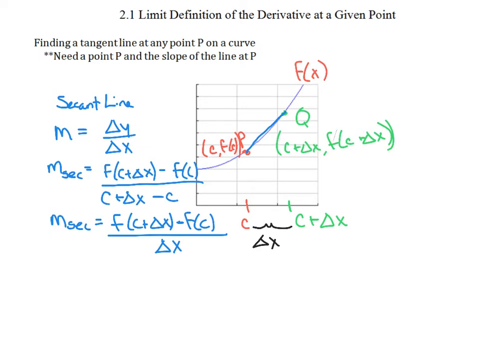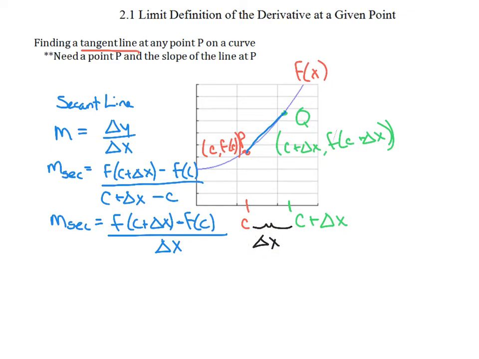My goal is to go ahead and find the tangent line. So to find the tangent line, that means that I've got to take my point Q and I've got to move it closer and closer to the point P. Well, in order to make the point Q move closer to the point P, that means that my x-coordinate at Q has to move closer to the x-coordinate at P. Well, in order to move them closer together, that means that this delta x has to get smaller and smaller.